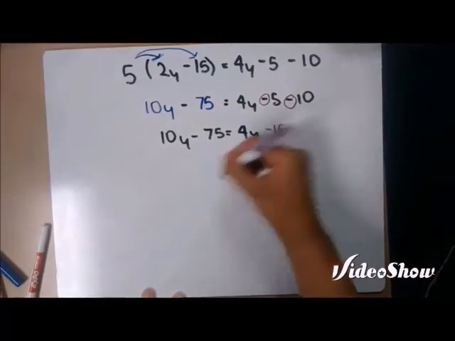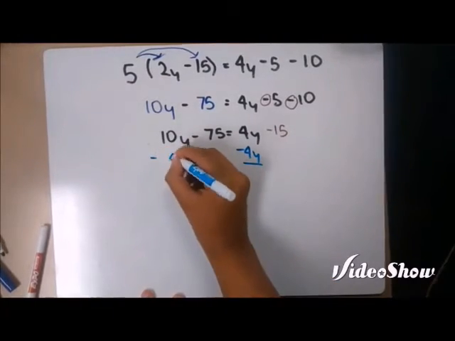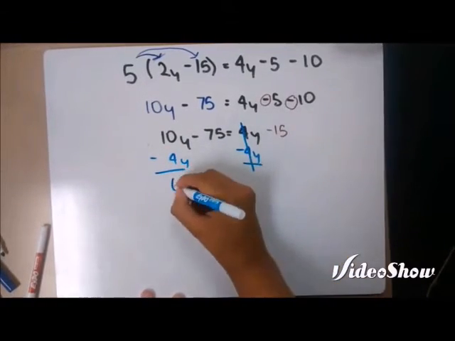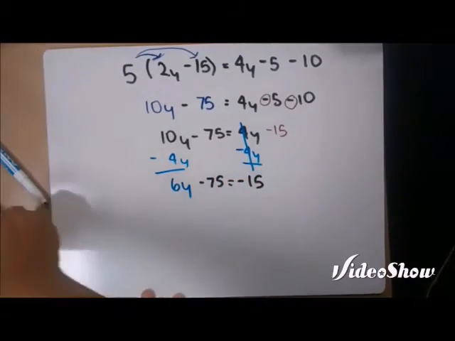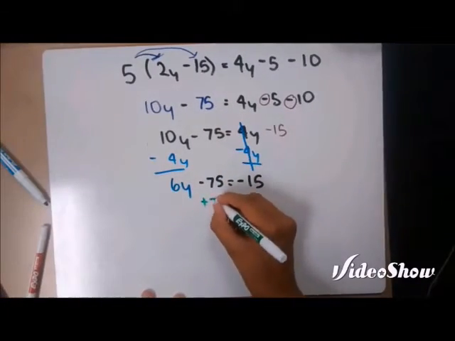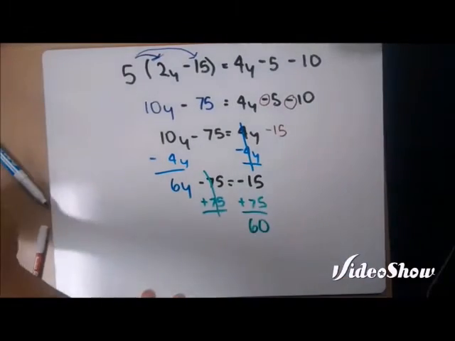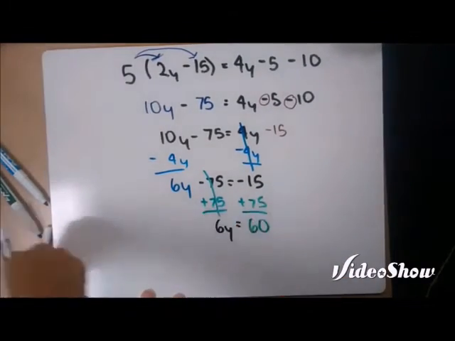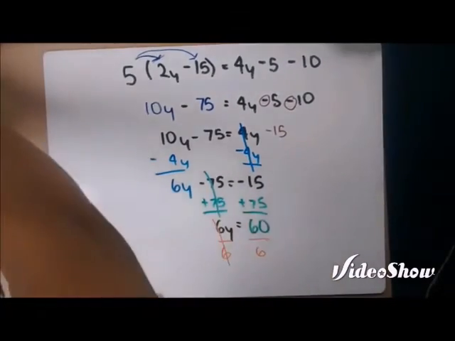Use the inverse operation of addition and subtract 4y from both sides. The 4y's cancel out because of the opposite signs, and the equation left is 6y minus 75 equals negative 15. Add 75 to both sides to get the variable on one side. The 75's cancel out because of the opposite signs, and you're left with 6y equals 6. Divide both sides by 6, the 6's cancel out. Y equals 10.